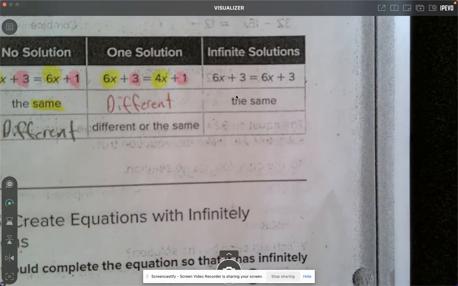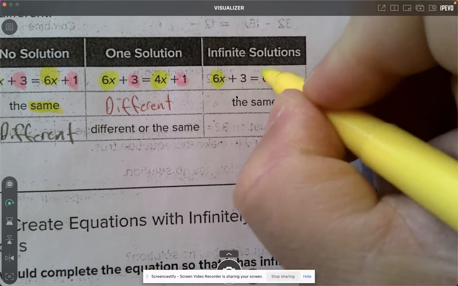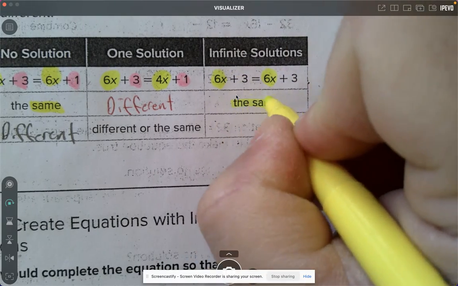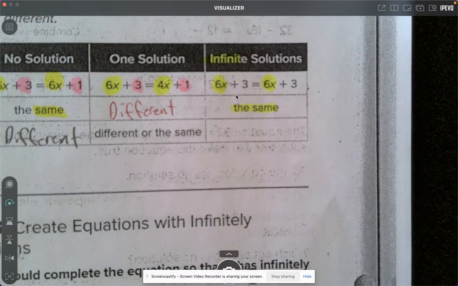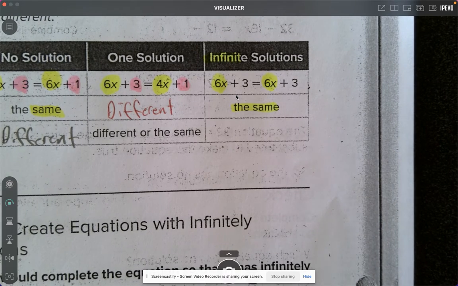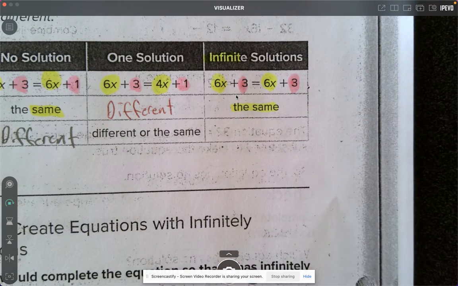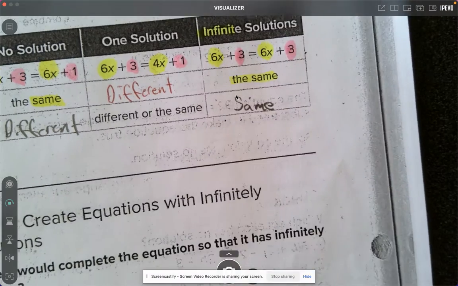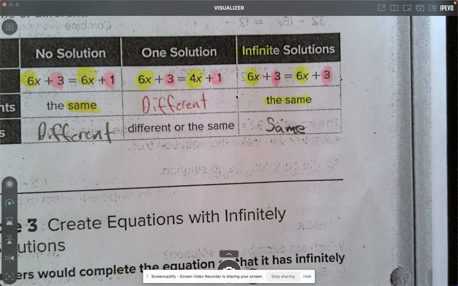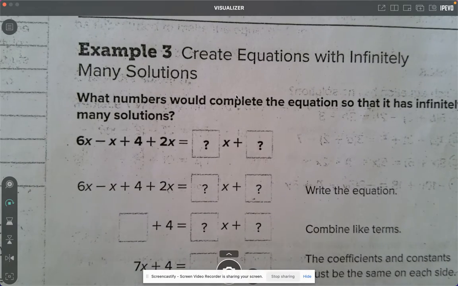Infinite solutions, so same thing. What's true about the coefficients? They're exactly the same. And because they're infinite, identical, what's true about the constants? They're also the same. So this could allow us to learn to create equations on your own that would have infinite or many solutions.